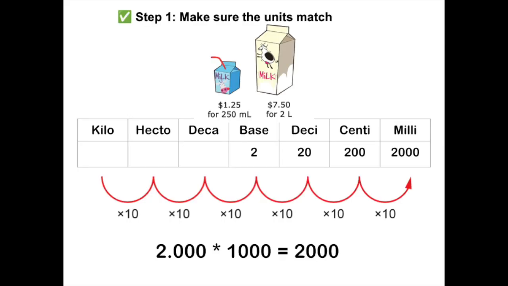The first step is to make sure that our units match. So let's convert 2 liters to milliliters. Because we're moving from a larger unit, liters, to a smaller unit, milliliters, we're moving to the right. When we move to the right, we multiply. We multiply by 10 for each step that we take. Therefore, we will be multiplying 2 by 1,000. 2 liters is equal to 2,000 milliliters.